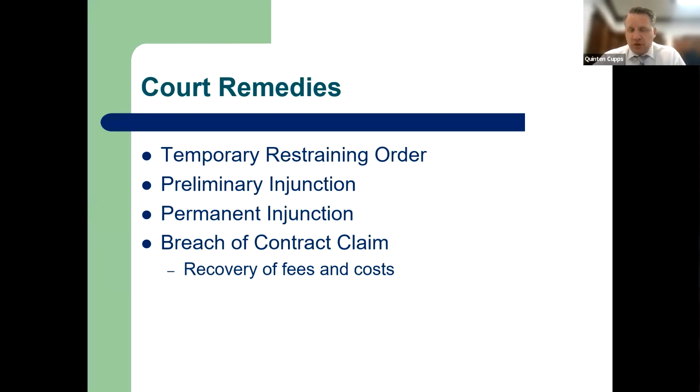The first two are kind of the same thing. A preliminary injunction or temporary restraining order is going to court and asking for immediate relief to get someone to stop doing what they're doing. You want a court order to get them to stop while you work things out. That requires a very specific set of facts.